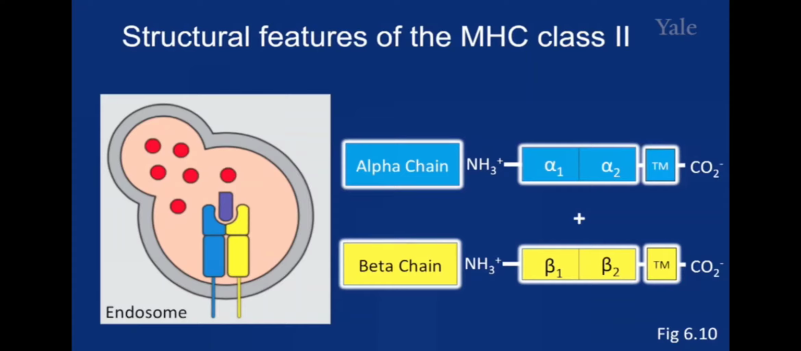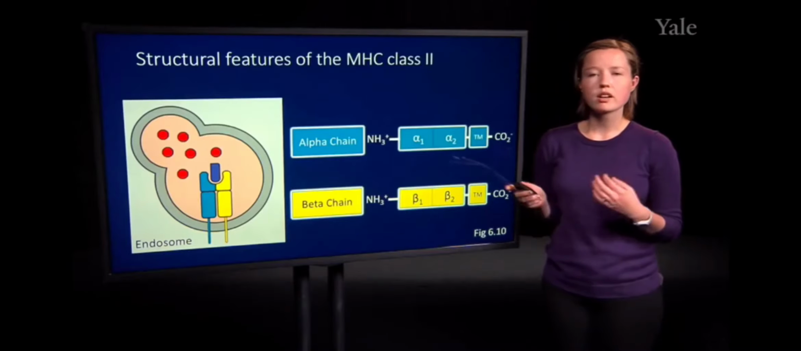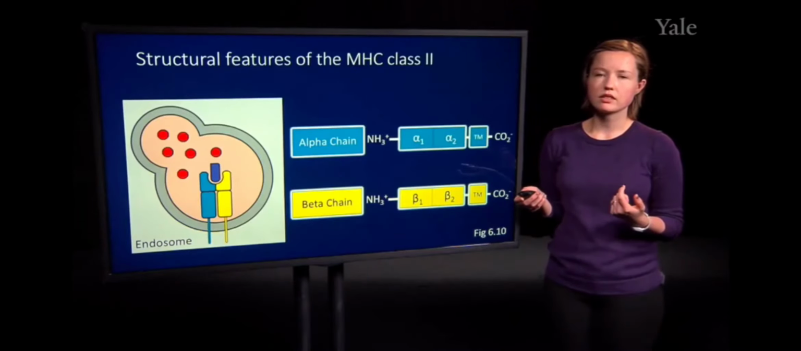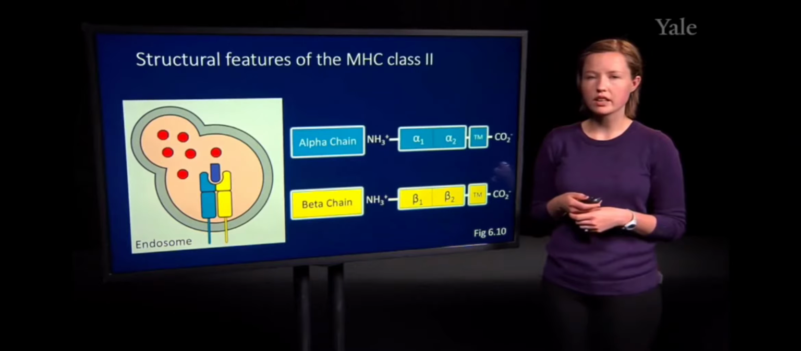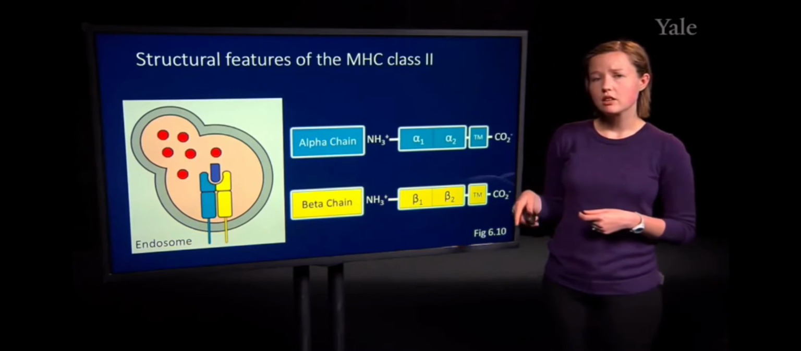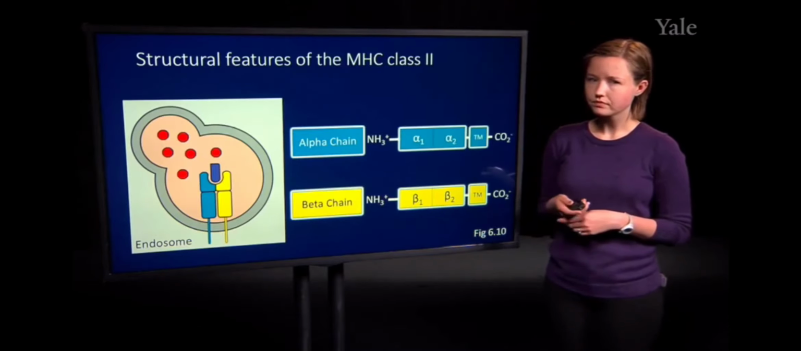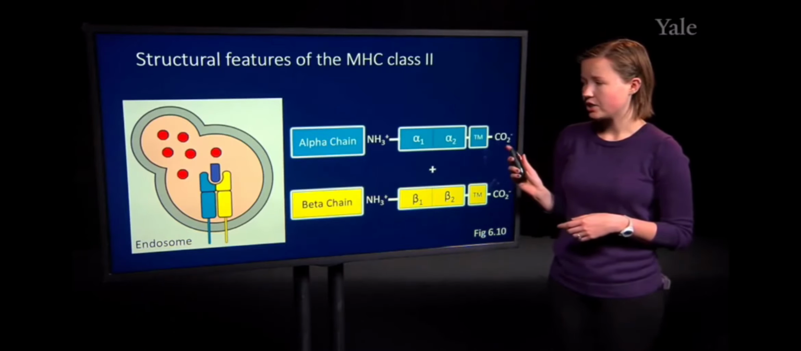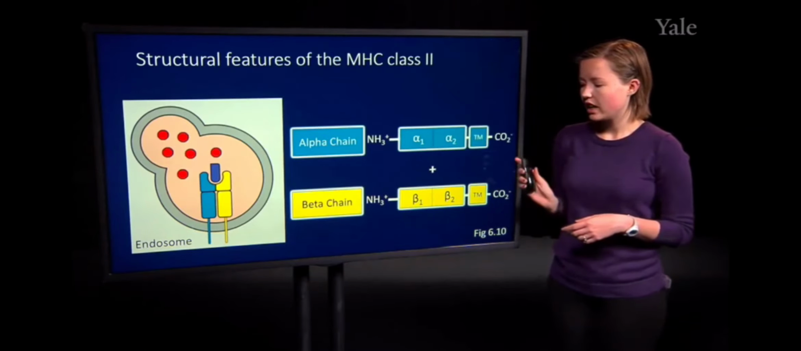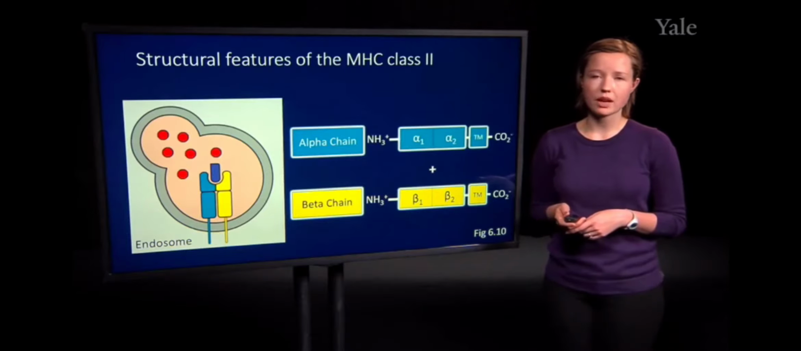Additionally, there is this beta chain shown in yellow, which consists of a beta 1 and beta 2 domain, as well as this transmembrane domain. So one of the immediate differences that you can see from MHC class 1 is that there was only a single chain that was mediating the peptide binding groove in MHC class 1, whereas you have to have the combination of the alpha chain and the beta chain in order to form this peptide binding groove in MHC class 2.